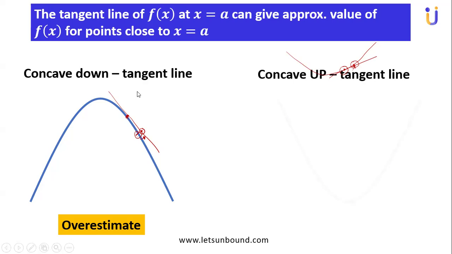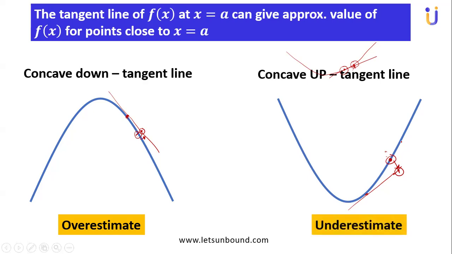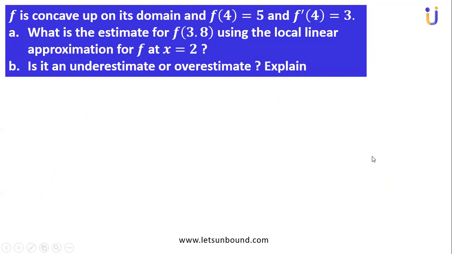And for concave up, this is the point I need. What is the value of the function at this point? So you will draw a tangent somewhere over here, and you will plug in this. And this will underestimate. Actually, your value is something here, but you will get the value of this. The approximation will be closer, but it will be an underestimate. Got it?